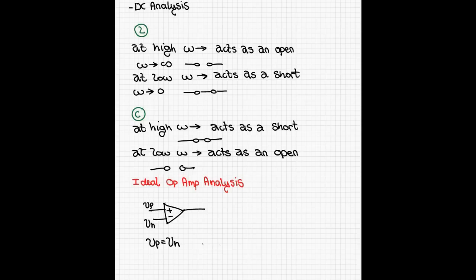And then the other thing that you should remember is that looking into the op-amp, the impedance is going to be infinity. So there is basically no current going into the positive terminal or the negative terminal. Now, the impedance looking at the output of the op-amp, so RO, is going to go to 0. In other words, the op-amp can source, ideally, any current to keep the voltage as needed.